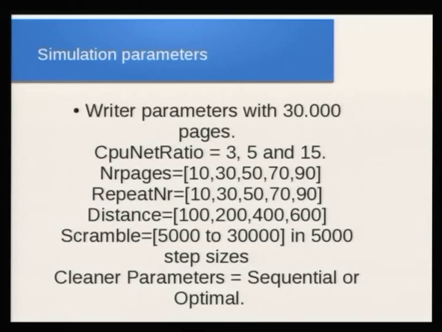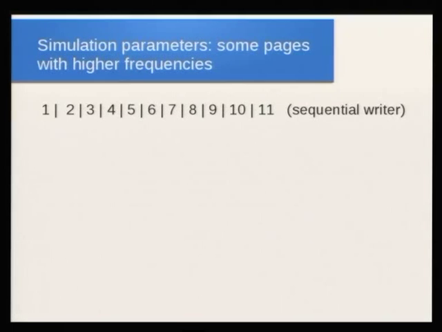So I took a writer sequence with 30,000 pages, and then did some variations. CPU net ratio 3, 5, and 15, and 15 is pretty close to what we have today. And number of pages is number of pages that you repeat, and I'll describe this later on. And then scrambling is a parameter to simulate random access. And so we start with a sequential writer.